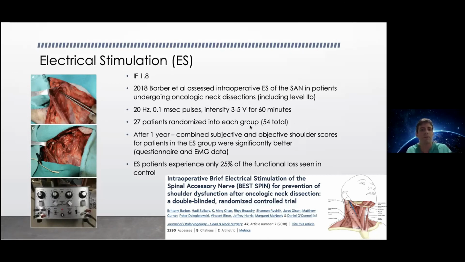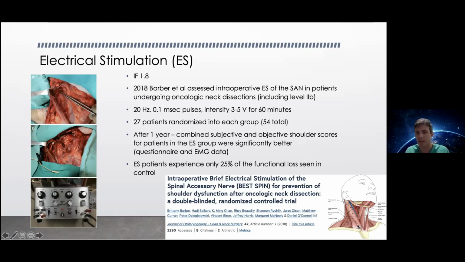for 60 minutes. After 1 year, combined subjective and objective shoulder scores for the electrical stimulation group were significantly better than the control group. And the electrical stimulation group experienced only 25% of the functional loss seen in the control. So this is the new concept to me here, that during neck dissection, it's expected that the patient will have some degree of shoulder dysfunction post-operatively. So electrical stimulation seems to mitigate that.